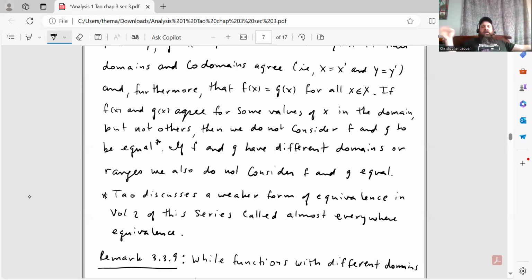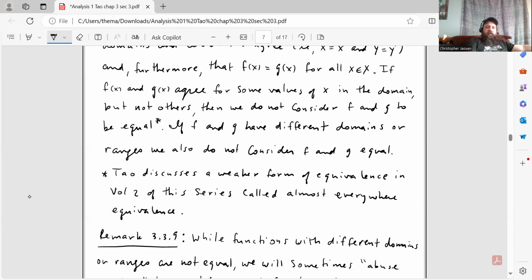What that means is they're only not equivalent to each other on a set of measure 0. Is that proper English? But we haven't talked about measure theory. That's a more advanced topic that we'll do in volume 2. But anyway, if f and g have different domains or ranges, we also do not consider f and g equal. All right, so this is the condition for two functions to be equal to each other.